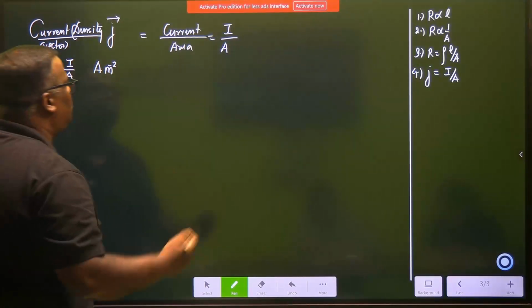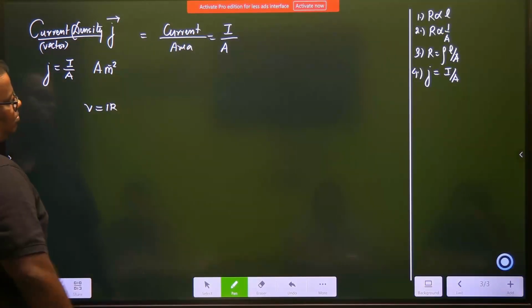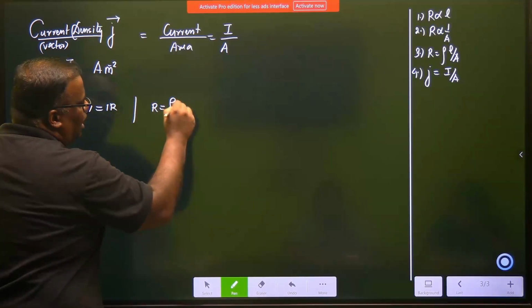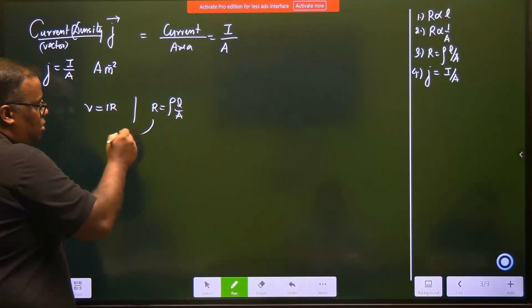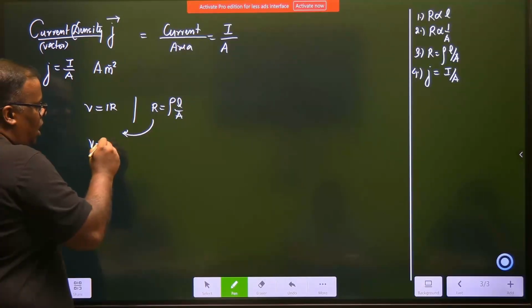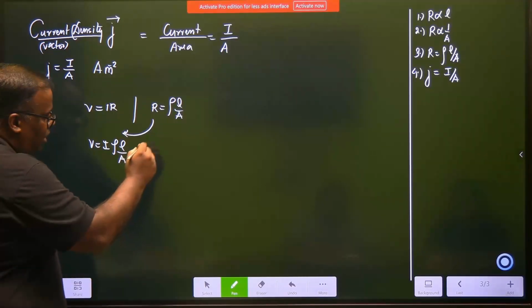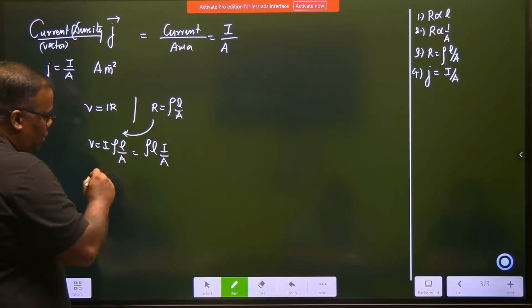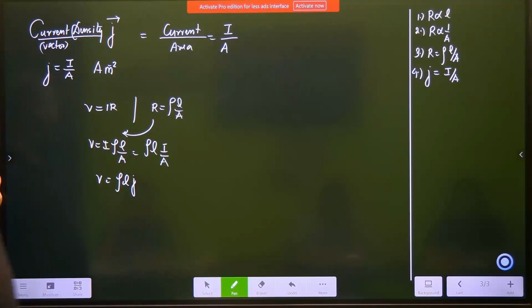Let's see some more relations. We said V is equal to IR. This is one relation we have. Then we also have a relation R is equal to rho L upon A. So if I combine and put this expression out here, V is equal to I times rho L upon A. I arrange it a little and get rho L, and I have I upon A. I upon A we have studied just now. I can say this is rho L and then I can write J. Does your heart agree to it?